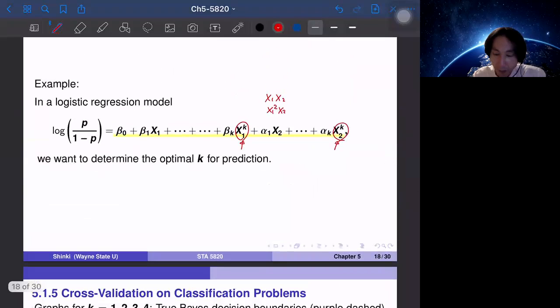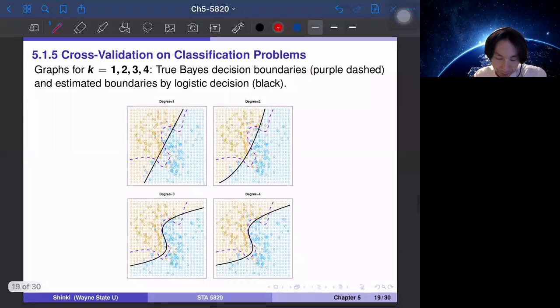So okay, we compare this model for k equal to 1, 2, 3, 4. So we want to compare the test performance, the test error size of these 4 models. So here are the graphs for those 4 models. This is k equal to 1 and 2 and 3 and 4. And the purple one is the true boundary. This is based on simulation, so we know the true boundary.